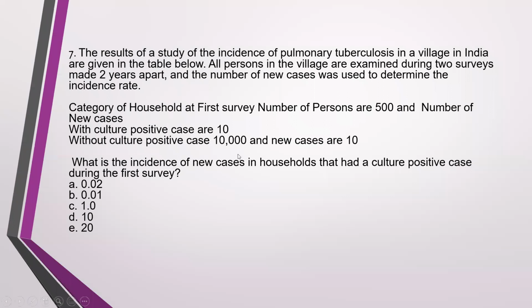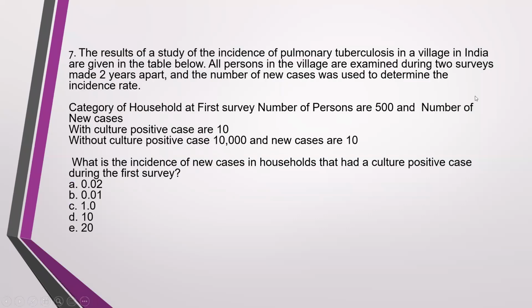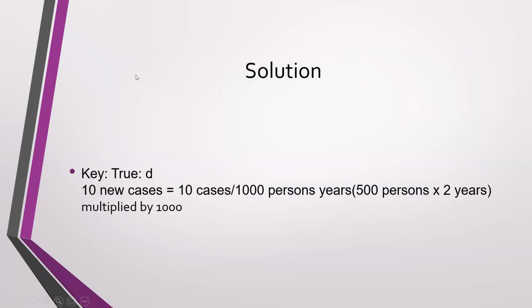So what is the incidence of new cases in household who have the culture positive cases during the first survey? Only considering this part, that 500 persons, the new cases for the culture positives were 10. The solution to this is very simple, that there were 10 cases and 500 persons, and the timeline given was 2 years. So we only consider 10 cases, 500 persons for 2 years exposure multiplied by 1000, then we get the answer 10. So D is the right option.